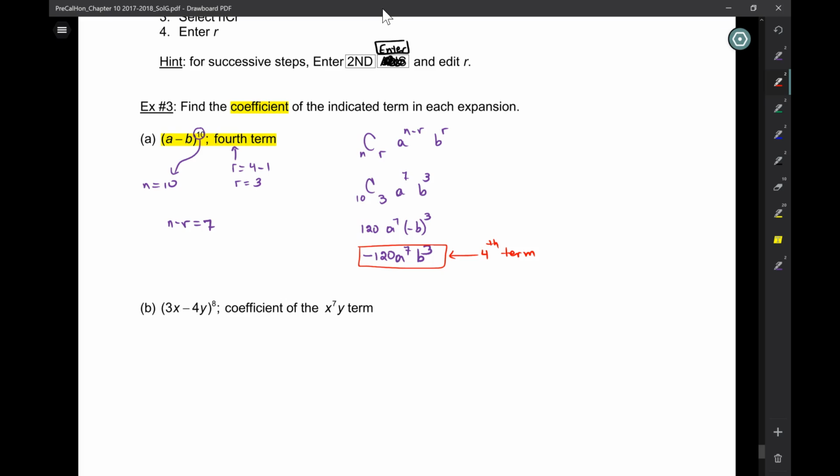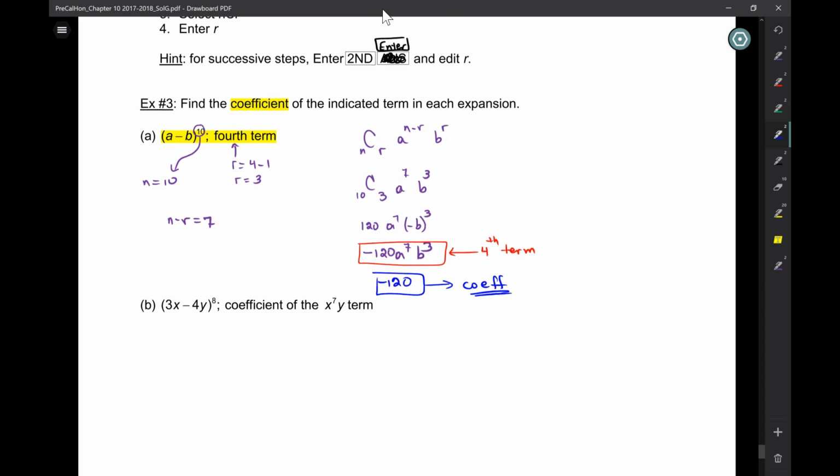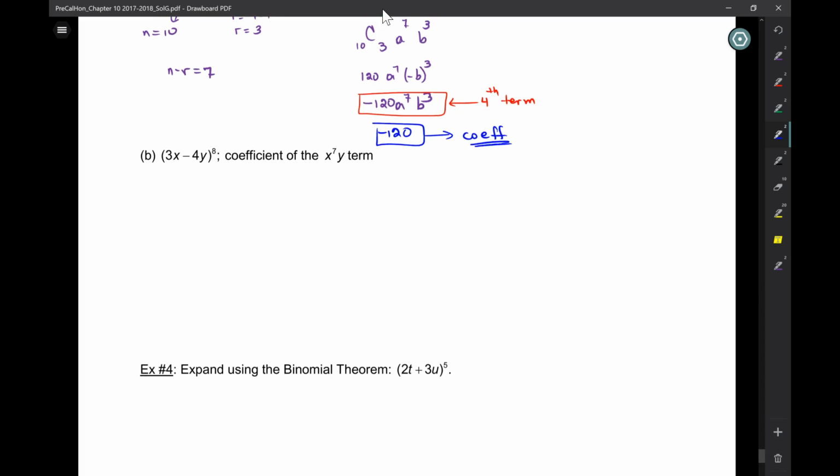Is this what I'm being asked for, though? What am I being asked for? Just the coefficient. Negative 120 is the coefficient. So the blue is technically the answer to this question, but that's the 4th term. Had we done Pascal's triangle, we would have had to write all 11 steps of it. And imagine if it wasn't 10, if it was like 57. That's not cool.